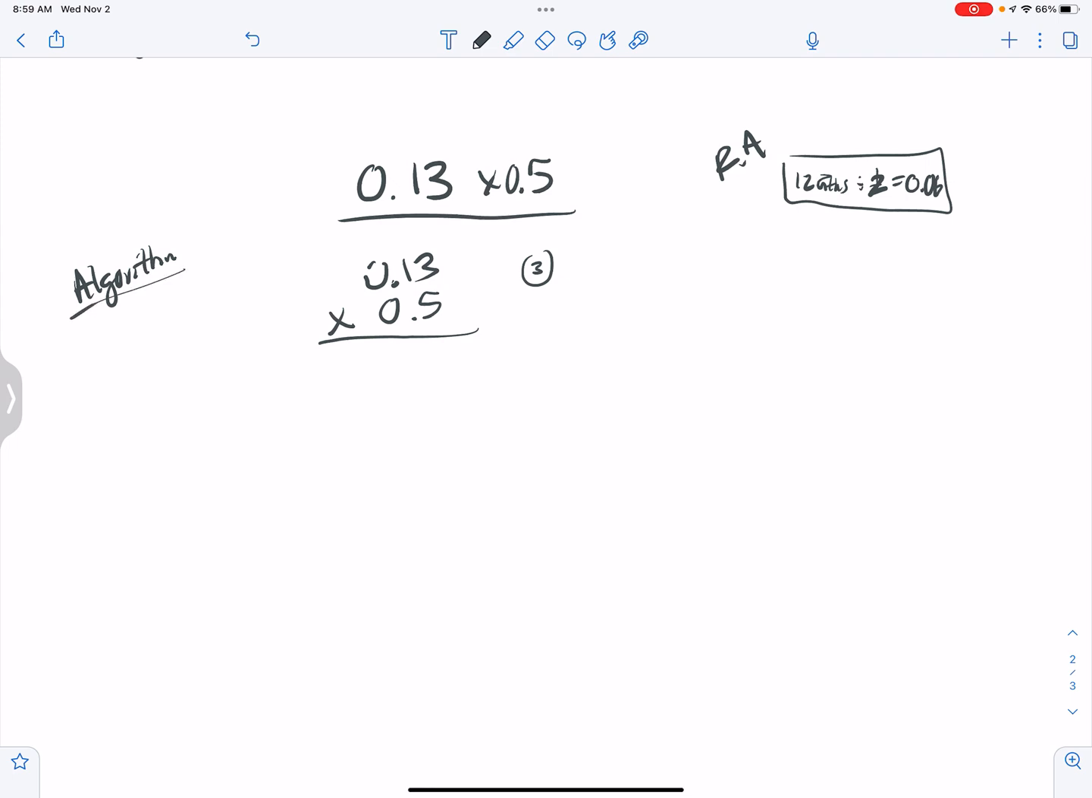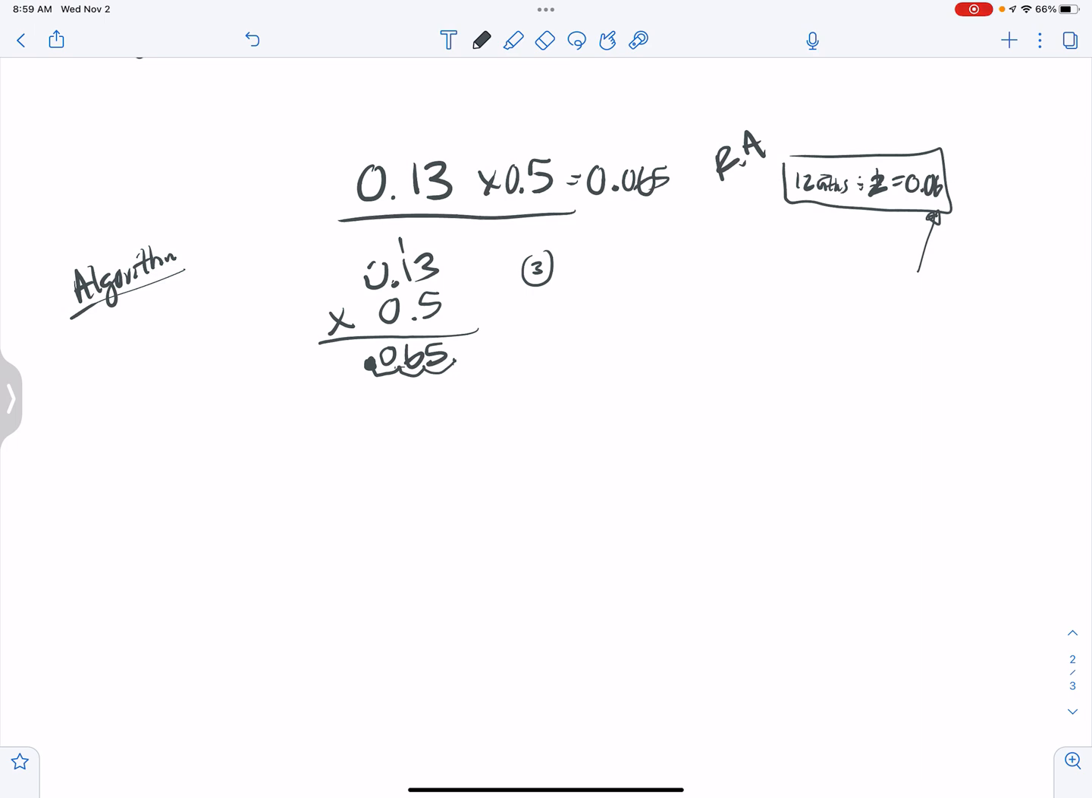5 times 3 is 15. Record the 5. Regroup that 1. 5 times 1 is 5, plus 1 is 6. And all the rest are going to be zeros. So because I have 3 places, my decimal point right here, we need to move it 1, 2, 3. So that's where our decimal point is. And in order to keep those digits in the correct place, I need to fill in that 0. So we calculated and got 65 thousandths. And if we look at our reasonability answer, that is pretty close.